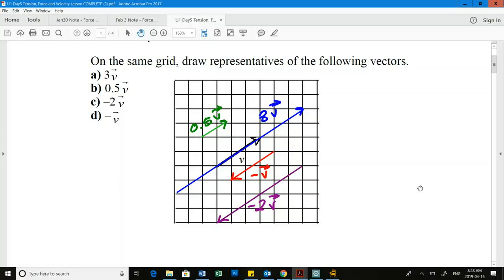Any questions for this one? Okay, so notice that I'm trying my best to keep these all almost exactly parallel as best I can. When they're scalar multiples, they should be parallel.